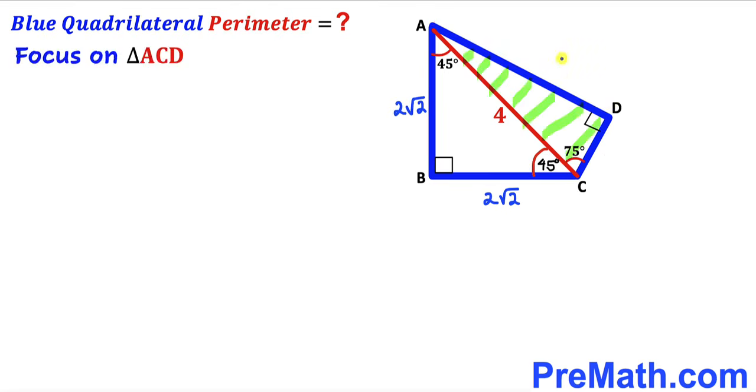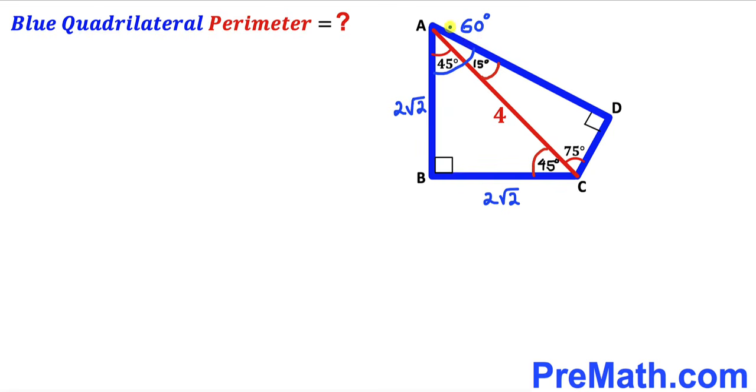And now we are going to focus on this other right triangle ACD. We know this angle is 75 degrees and this angle is a 90 degrees angle. So therefore, this angle has got to be 15 degrees. And now let's make an observation. We can see this angle is 45 degrees and this angle is 15 degrees. So therefore, this whole angle must be 45 plus 15 is going to make it a 60 degrees angle.